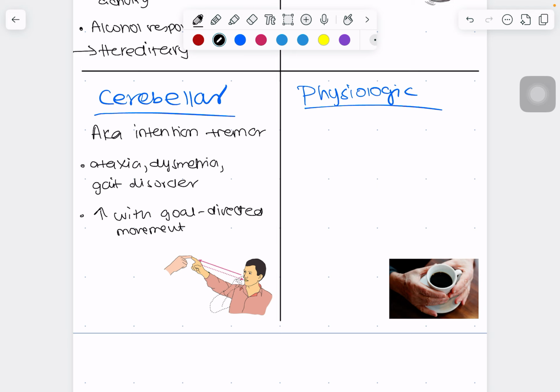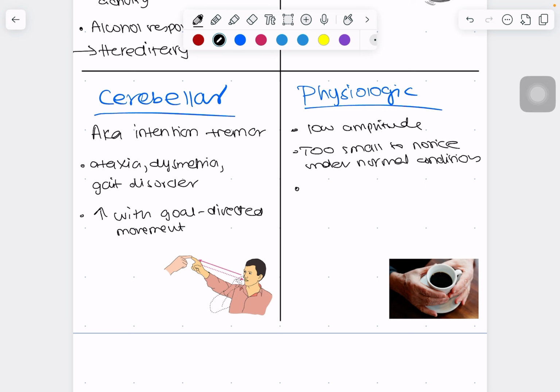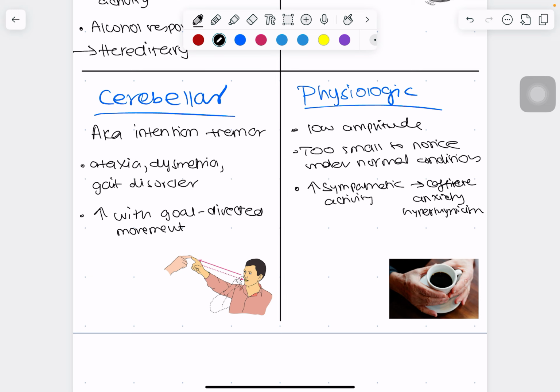Then physiological tremors are tremors that are low amplitude, and they are usually too small to notice under normal conditions. And they get enhanced by increased sympathetic activity. So if the patient is having lots of caffeine during the day, suffering from anxiety or hyperthyroidism in which your sympathetic system is overactive, all of this can enhance physiological tremors.